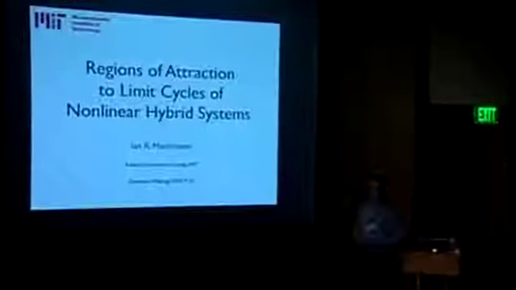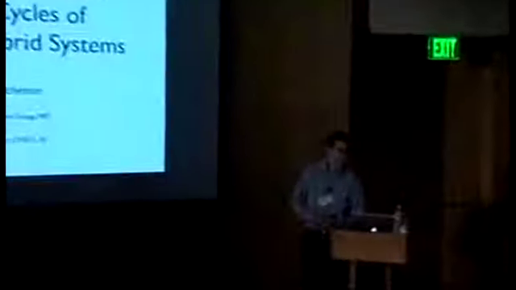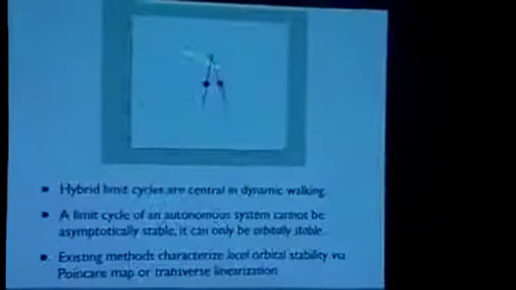Yeah, so the title of my talk is Regions of Attraction to Limit Cycles of Nonlinear Hybrid Systems. And thanks to the last two talks, I don't really have to go into any detail about what nonlinear hybrid systems are. So, hybrid limit cycles are central in dynamic walking. For example, everybody's favorite example that they start with is the compass gate walker.